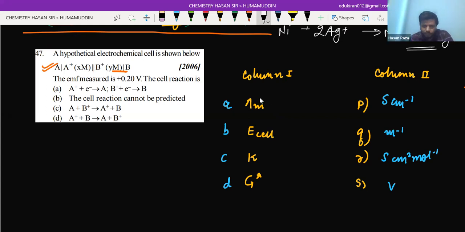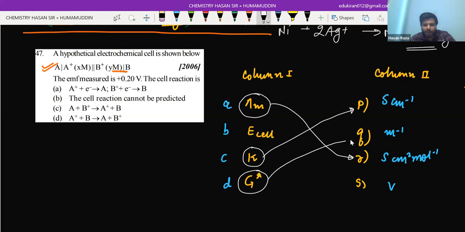If you remember the unit, you can see lambda m, molar conductivity, which has a unit Siemens centimeter square per mole. Kappa, this is your conductivity, Siemens per centimeter. G star, which is cell constant, per meter. So only one left. E cell potential, I told you, electrode potential.